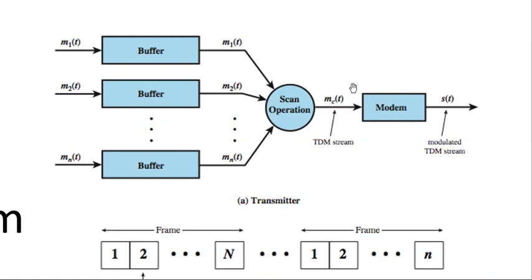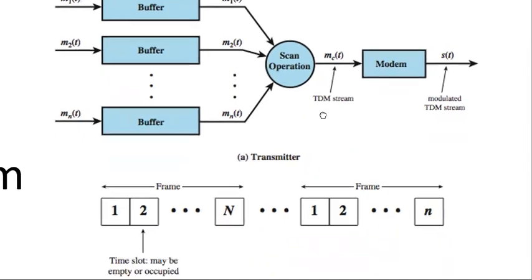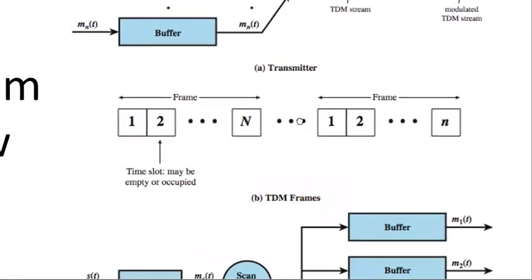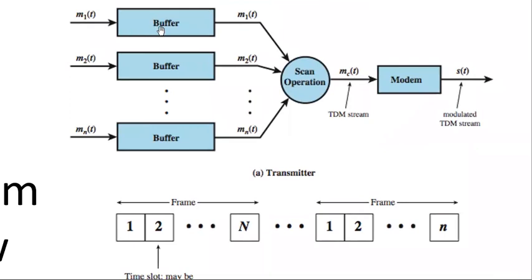Now this digital time division multiplexing stream is scanned so that each buffer is emptied before more data can arrive. This TDM stream is then transmitted directly or passed through a modem, converted into an analog signal, and modulated. We get the modulated time division multiplexing stream. In either case, transmission is synchronous. That is, we are transmitting the signal one after the other in a synchronous fashion.